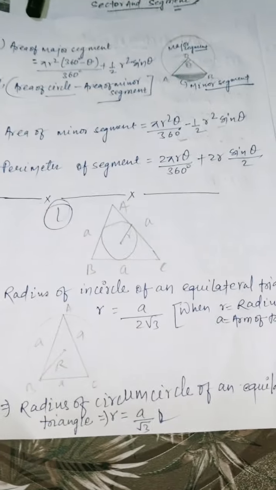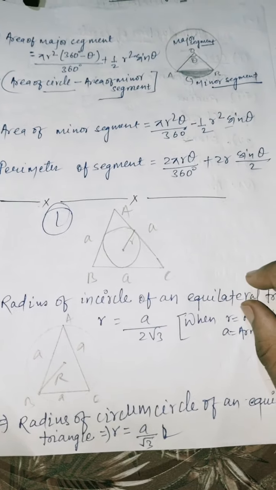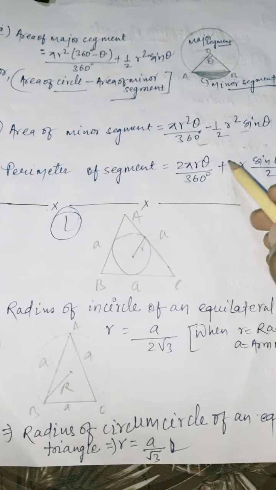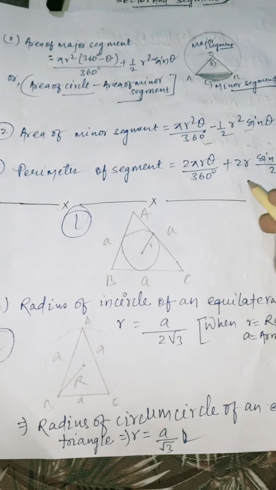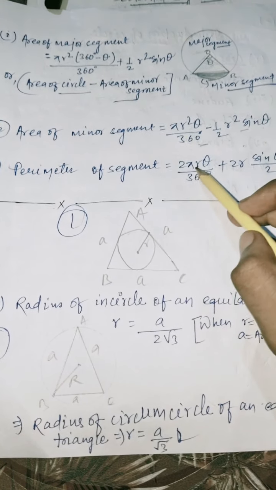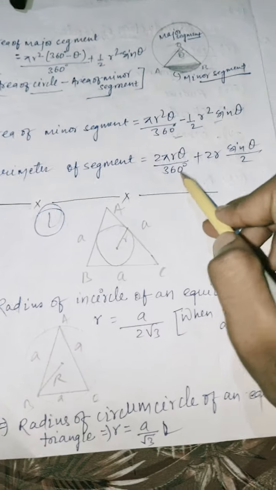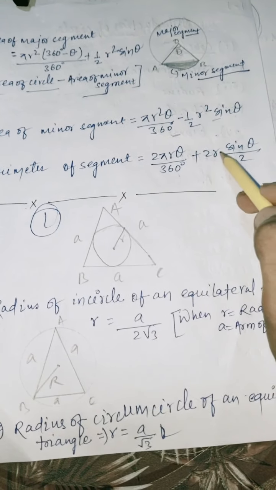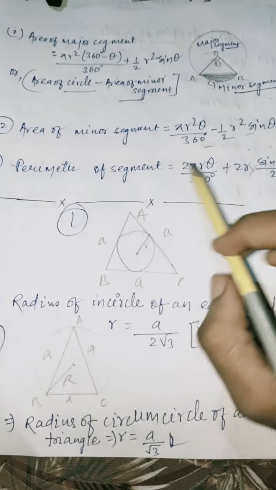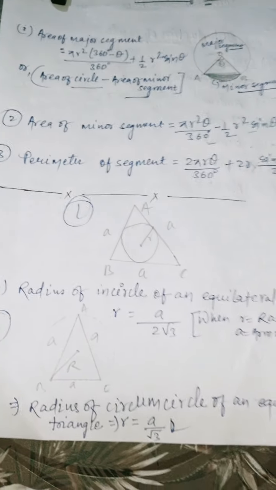Now if we have to find out the perimeter of segment, we should apply 2 pi r theta by 360 degree plus 2 r sine theta by 2. This is the formula for calculating the perimeter of segment.